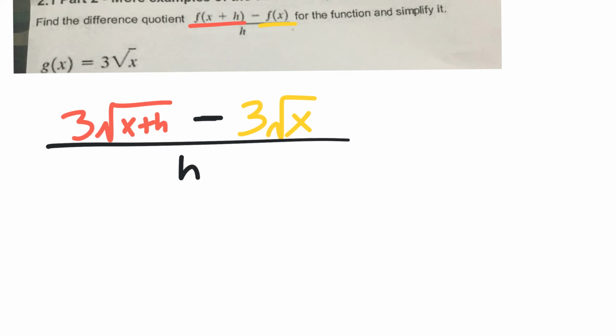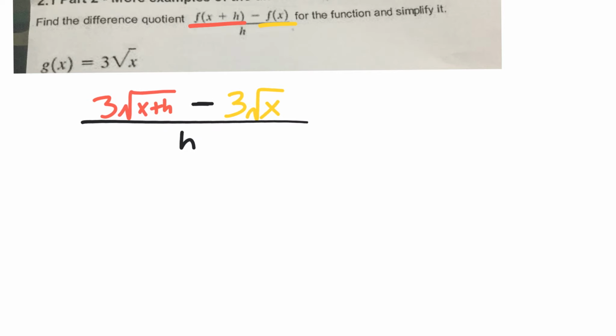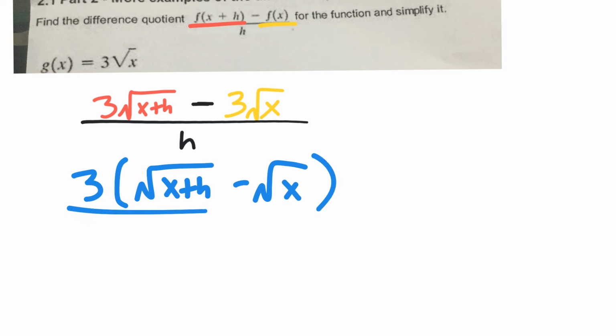We notice in the numerator, both of those terms have a 3. So we factor out a GCF of 3. That's going to leave me with the square root of x plus h minus the square root of x, all over h.